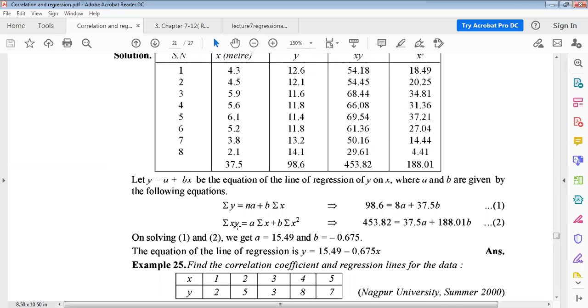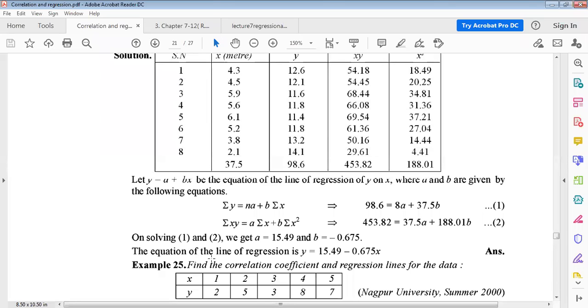Just putting these values here, summation xy is 453.82, and a times summation x, which is 37.5, and summation x square, which is 188.01, times b. After solving this, we get a and b. Solving equations 1 and 2, we get a and b.